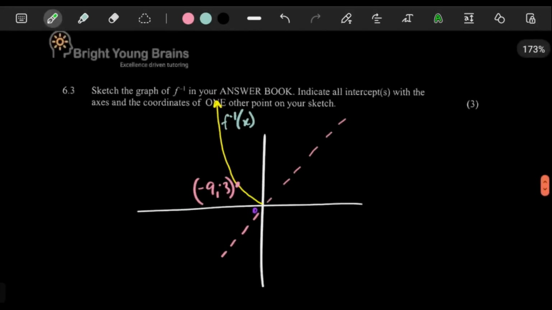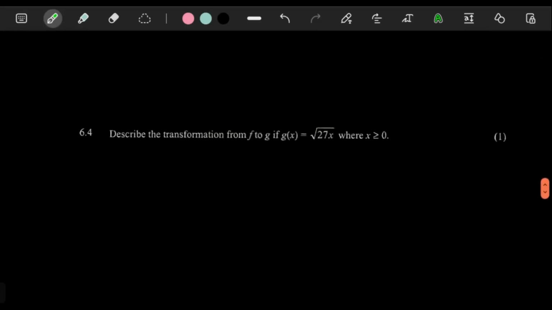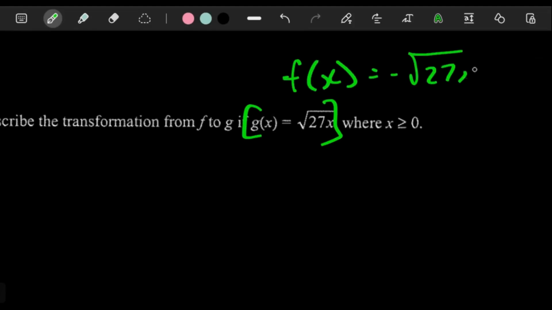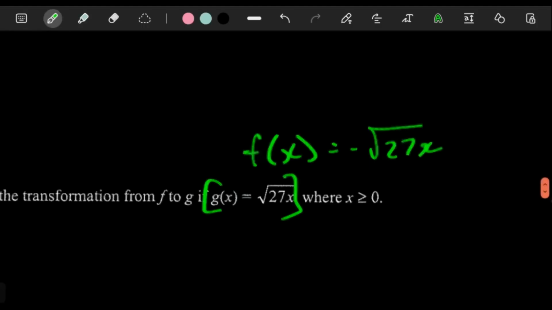So it's like 6.3. 6.4, 1 mark. Describe the transformation of f to g if g of x is equal to that. So you can see here, f of x has a negative, right? So what we know is, remember, f of x represents y. So this is saying your y is equal to -27x.